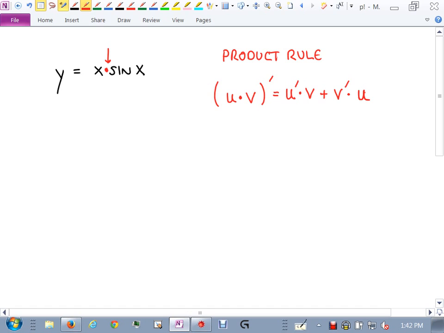Here's some other ways you may see it. You may see if I have f times g, and I want to take the derivative, it will be what? The derivative of f times the g plus the derivative of the g times the f.